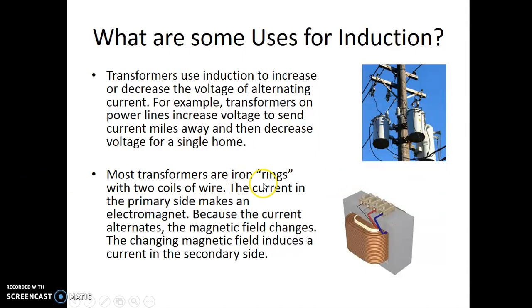Most transformers are iron rings with two coils of wire. The current in the primary side makes an electromagnet, and because the current alternates, the magnetic field changes. So the current comes in, and whatever comes out is usually less, or I can reverse it and make it more. The little power packs on our computers are also transformers. I think I'm going to show you one of those as well.